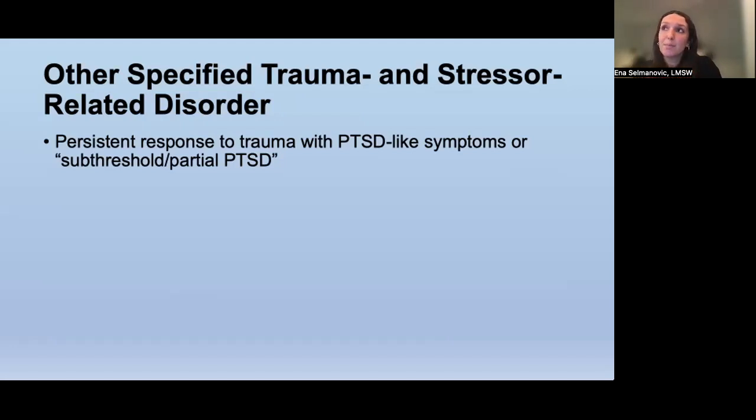So I think often people maybe meet criteria for PTSD except for one of those 4. So maybe they don't have dissociative reactions like flashbacks, but they meet everything else. So if they don't better meet the criteria of another disorder in the DSM, it might be best for them to be diagnosed with other specified trauma and stressor-related disorder. And one label for this could be subthreshold PTSD or partial PTSD. So that's when there's a persistent response to the trauma with PTSD-like symptoms, but it just falls short of the diagnostic threshold for PTSD.